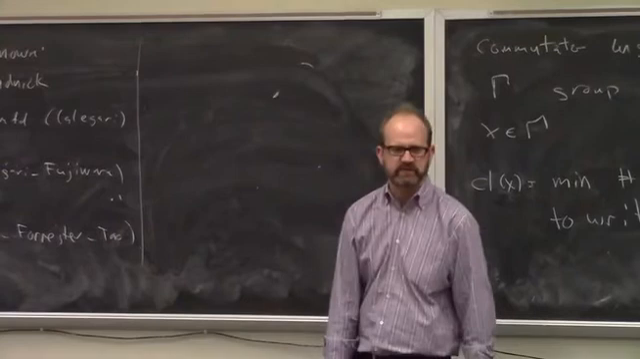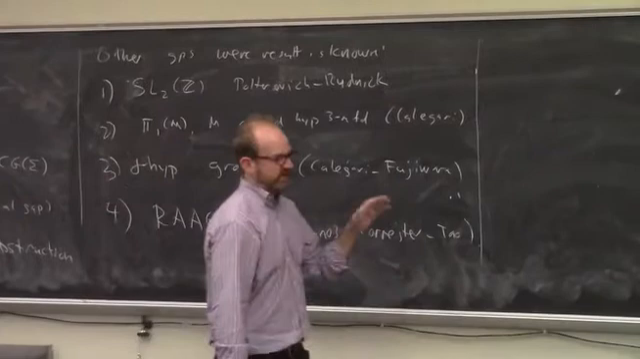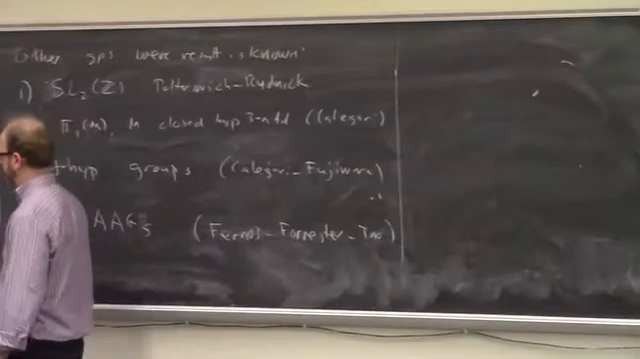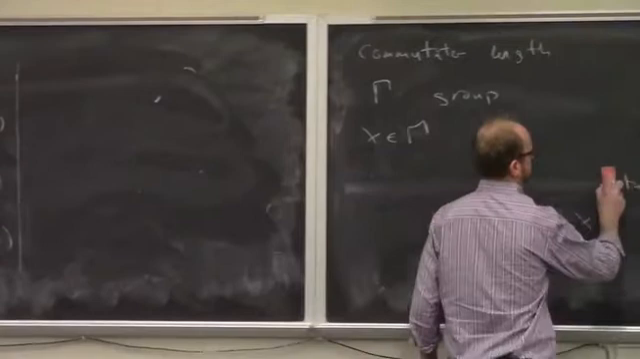So what I'm going to talk about next is quasimorphisms. This is related to the second bounded cohomology of the group, and if you have a group that has trivial second bounded cohomology, well, everything should be zero.